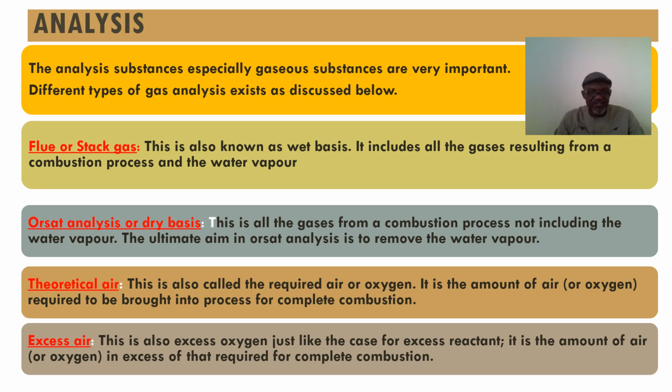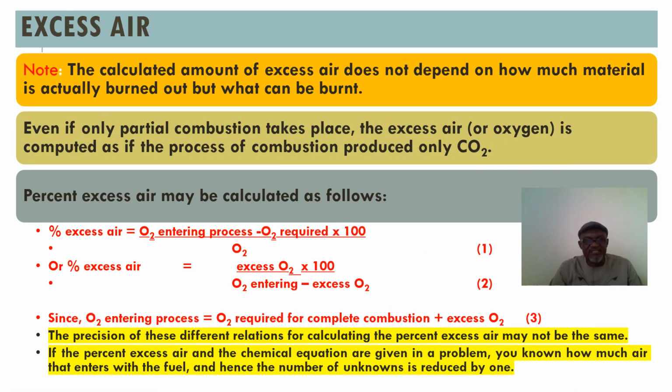Excess air. You see, we're meeting excess air again, just like we have met excess reactant. So this is excess oxygen, just like excess reactant. It is the oxygen in excess of that required for complete combustion. We say it's excess air. And the excess air, to calculate this, does not depend on how much material is actually burned, but what can be burnt. Even if only partial combustion takes place, the excess air is computed as if the process of combustion produced only CO2.